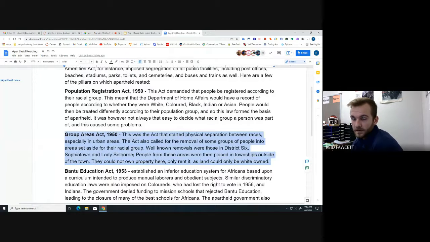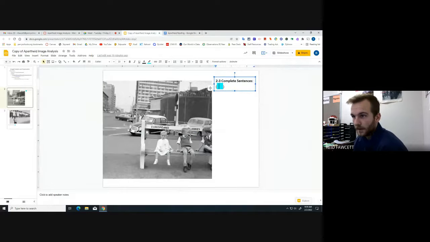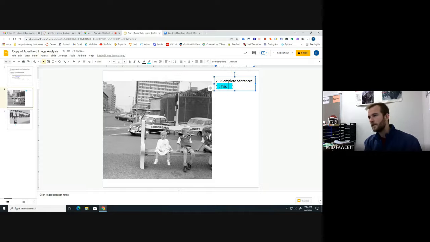Simply because you can reference specific things in the image, but you can definitely do the same thing with Population Registration Act because the bench has to do with the race. The name of the race is on the image, right? Europeans, Blanques, meaning white. But I'm going to do Group Areas Act, but you can certainly do Population Registration Act as well. It is completely up to you.